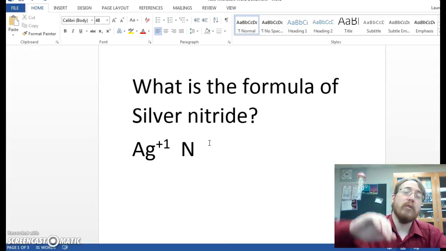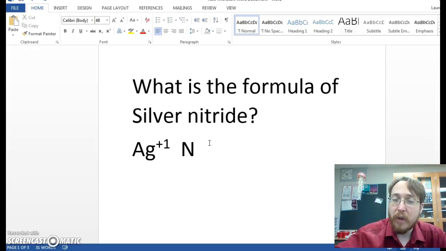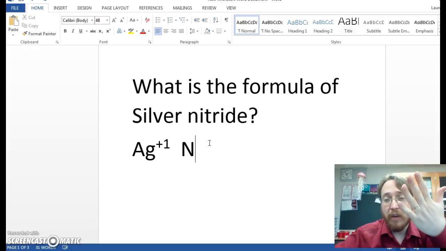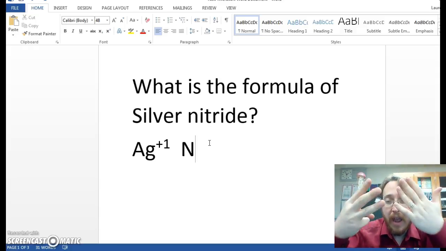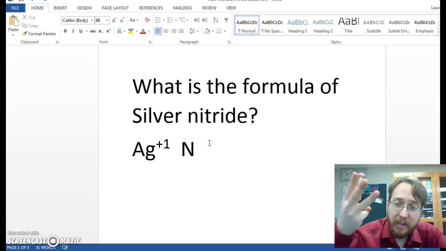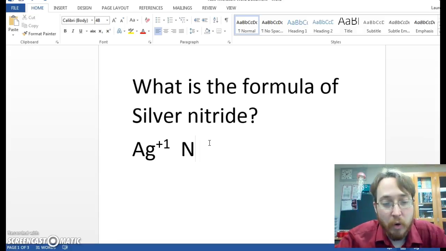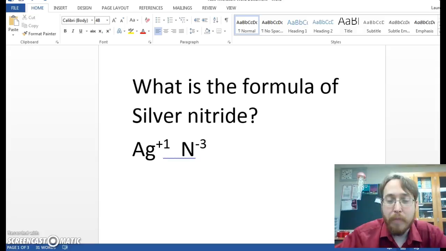Nitrogen. Nitrogen has 5 valence electrons. It has a high electronegativity, so it's going to gain electrons until it has a full shell. It's got 5, it gains 1, that's 6, 2, that's 7, 3, that's 8. 8 is a full shell, so it stops. If it gains 3 electrons, it has a -3 charge. So our nitrogen has -3.